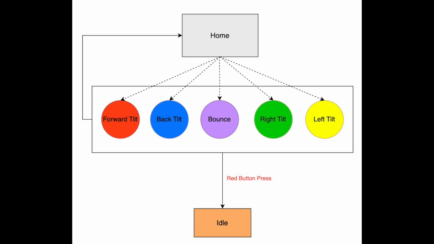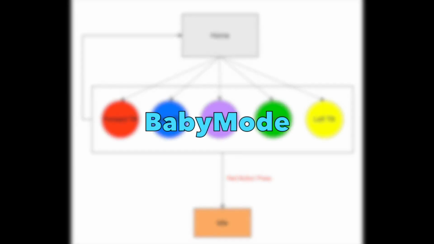These 5 movements are all in a very simple state machine, where we start in a homed flat position, do one state at random, finish the motion, then go back to the home position, and continue this process until there is some kind of user input. When running this state machine, we refer to it as this device's baby mode.